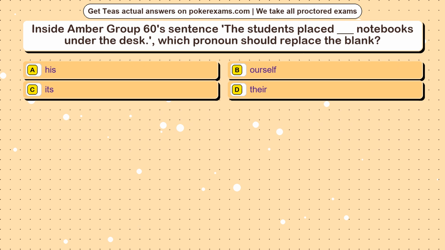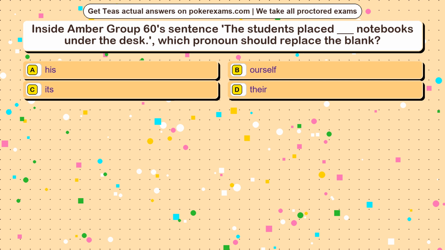Question 22. Inside Amber Group 60's sentence, the students placed blank notebooks under the desk. Which pronoun should replace the blank? Option A, his. Option B, herself. Option C, its. Option D, their.